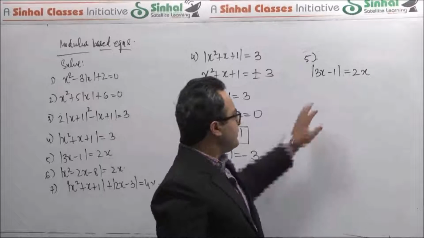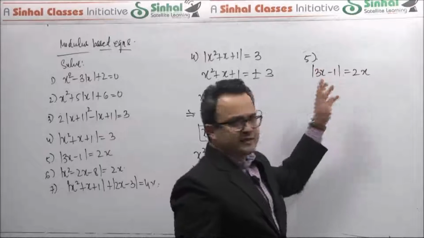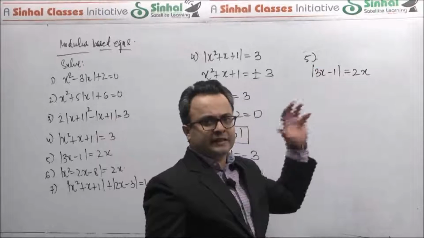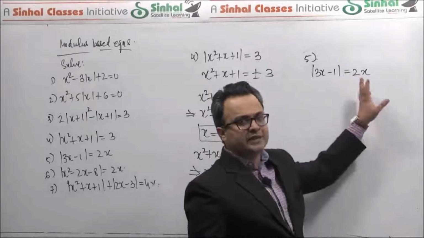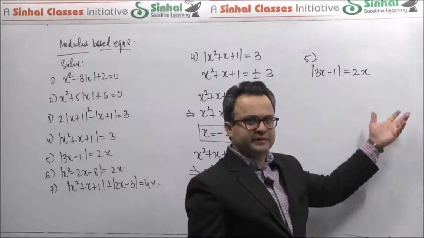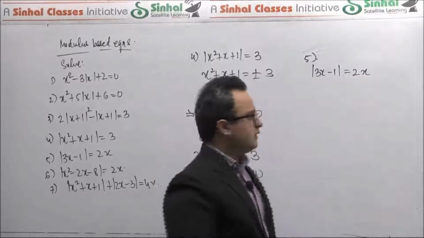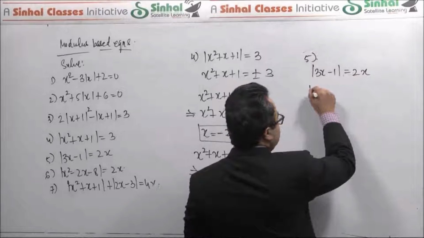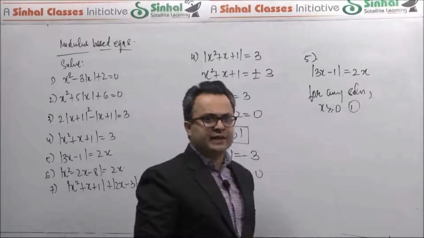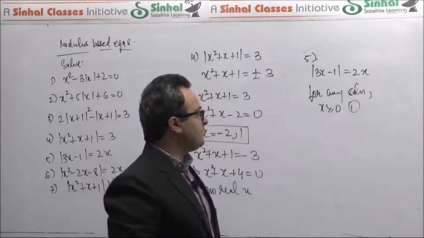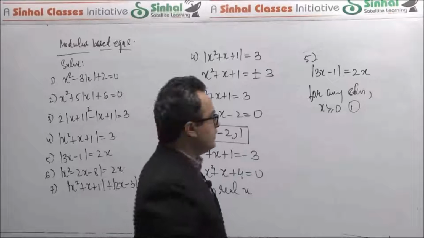So one simple observation is that the LHS is a modulus based term, so it obviously is greater than or equal to 0 always. So for any solution to exist, the right hand side also must be greater than or equal to 0. Right? So for values of x which are negative, we cannot get any solution. So x itself must be greater than or equal to 0.